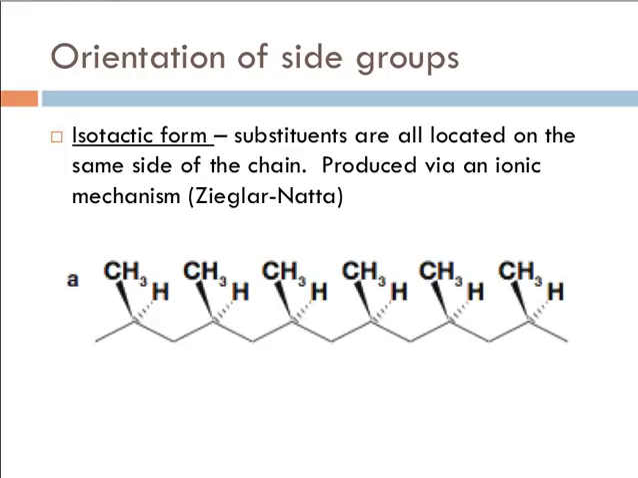Here we have two different forms that can form with polypropene. This is the isotactic form, and if you notice using this 3D structure, all of the methyl groups are oriented in the same plane with the hydrogens in another plane. This is fairly ordered, and it's produced with the ionic mechanism.